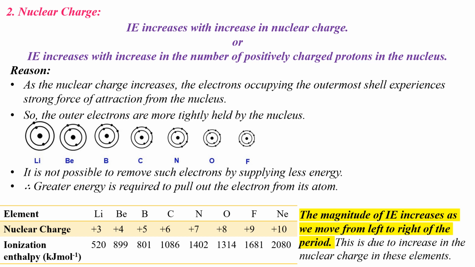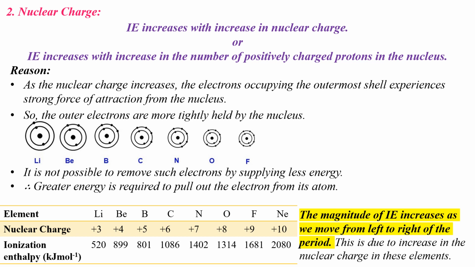So it is not possible to remove electrons which are tightly held by the nucleus by supplying less amount of energy. Is it possible? Can you supply less amount of energy and try to remove electrons that are tightly held by the nucleus? No. Therefore, greater energy would be required to pull out the electron from its atom.